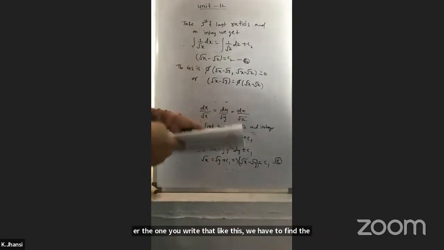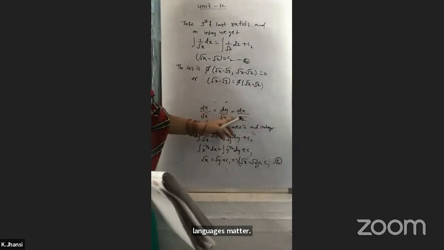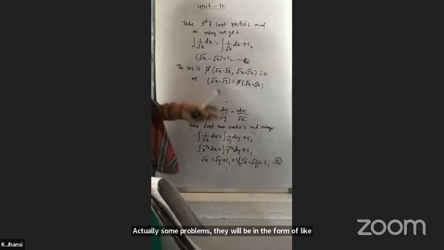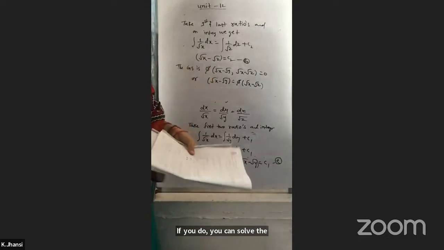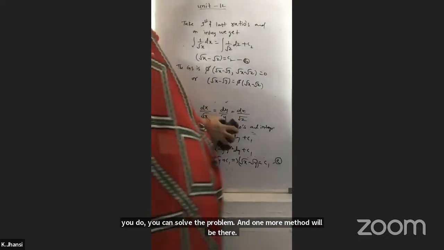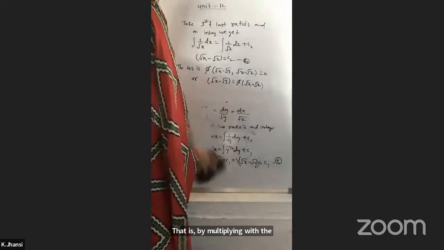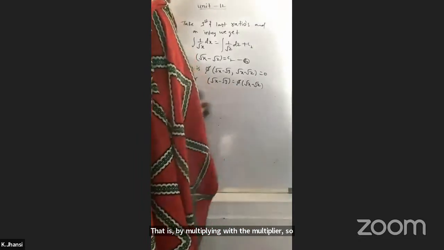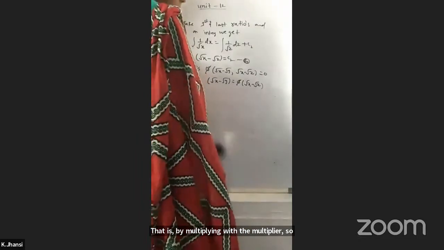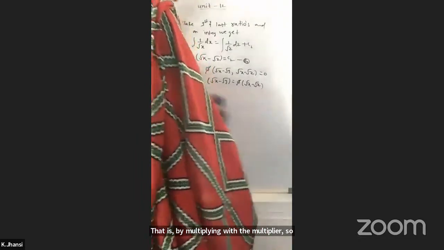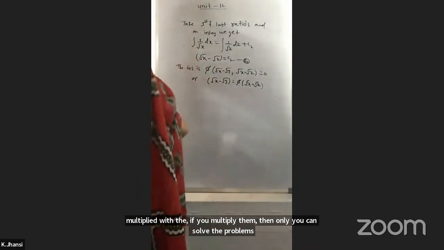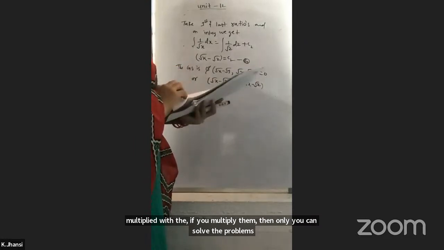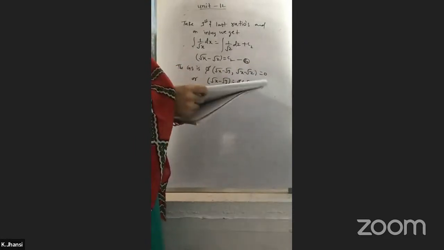Actually, some problems will be in the form of direct integration. If you do that, you can solve the problem. And one more method will be there, that is by multiplying with the multipliers. If you multiply them, then only you can solve those problems. That method you see from the textbook. Example problems are there. If you take one more, it is a very lengthy problem.